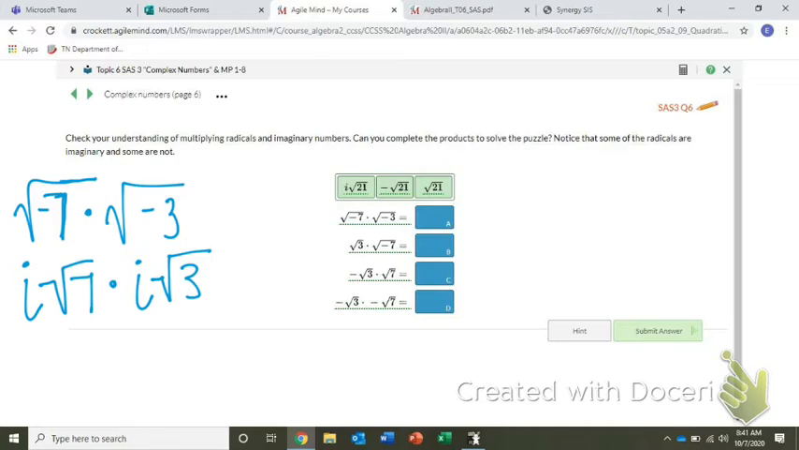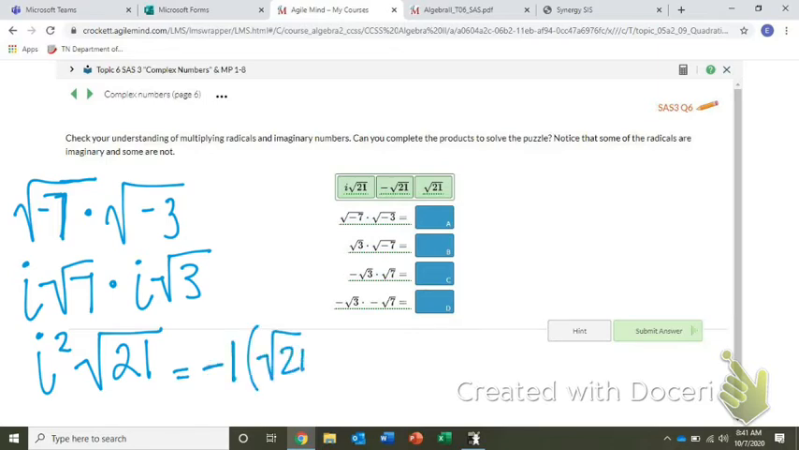What's i times i? i squared. Square root of 7 times the square root of 3 is the square root of 21. But what did I just tell you i squared meant? Negative 1. So now we have a negative 1 times the square root of 21, which makes this a negative square root of 21. Not the square root of negative 21, but negative square root of 21. Does that make sense?